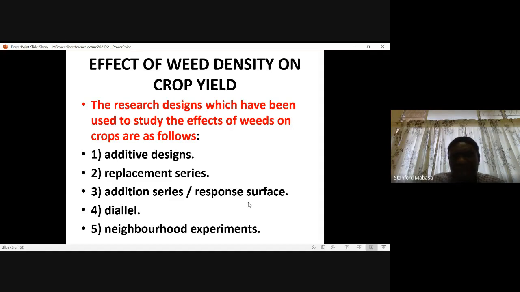Now, when we are managing our weeds, there are two things which we want to know. It could be more than two, actually. First, we want to find out the weed density, which can actually justify weed control.